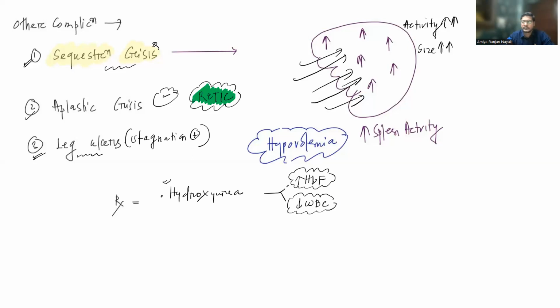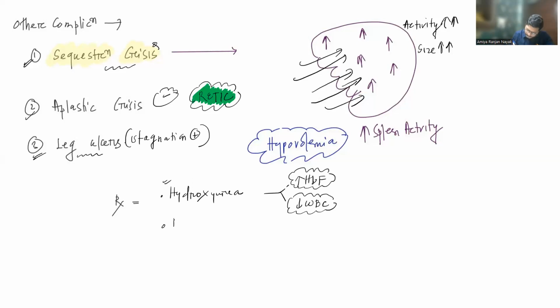So that is how hydroxyurea is very useful in patients with sickle cell disease. But actually, hydroxyurea was discovered as an anti-neoplastic, a cancer chemotherapy agent. But when they used it in these patients, they found significant improvement in symptoms. So since then, it is being used in patients with sickle cell disease.